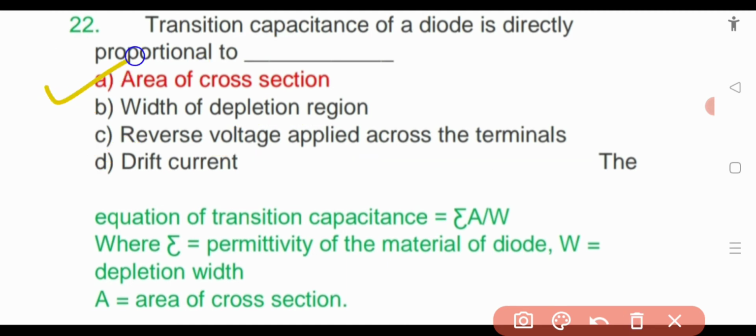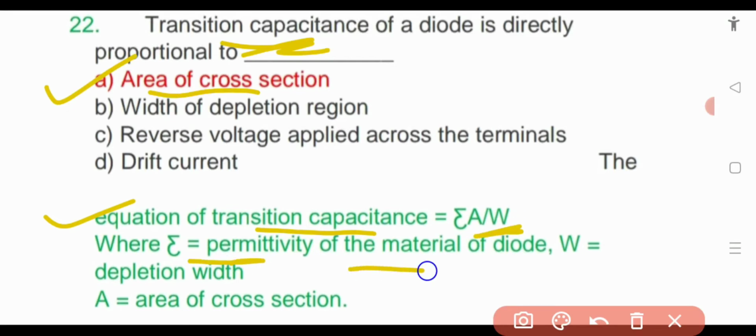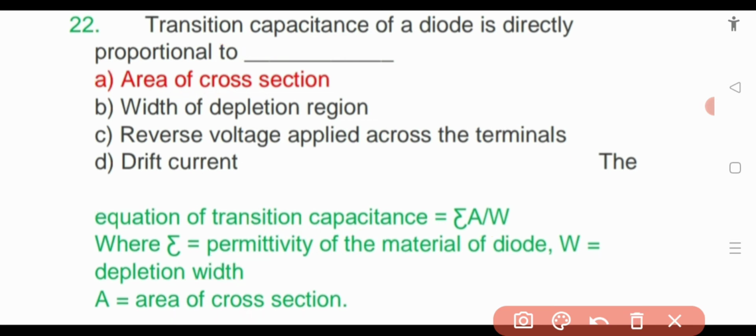Then the answer is area of cross section, means transition capacitance of a diode is directly proportional to area of cross section. Here the equation of transition capacitance is C equal to epsilon A by W, where epsilon is the permittivity of the material of the diode, W is the depletion width, and A is the area of cross section. Means directly proportional to area of cross section and inversely proportional to depletion width.